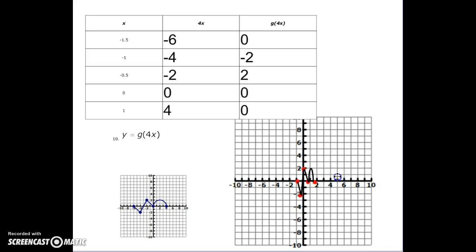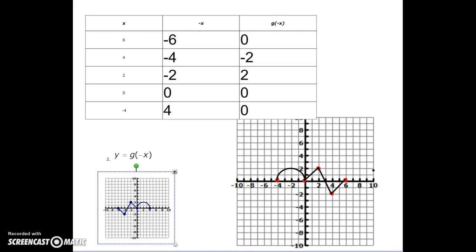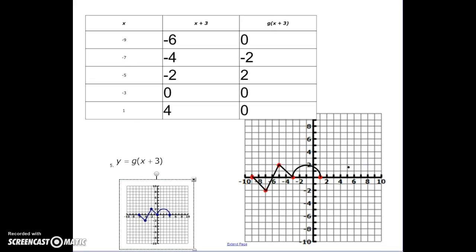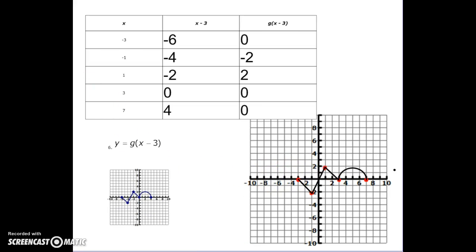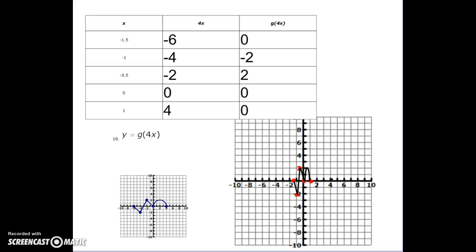And we get negative 1.5 is a 0. And it looks like this. So now we have compressed it horizontally. So going back over those, little recap. Number 2, we flipped it horizontally. Number 5, we shifted to the left. Number 6, we shifted to the right. Number 9, we stretched horizontally. Number 10, we compressed horizontally.